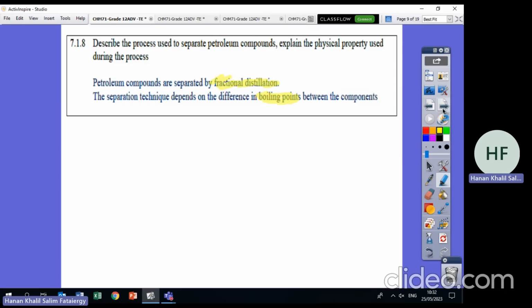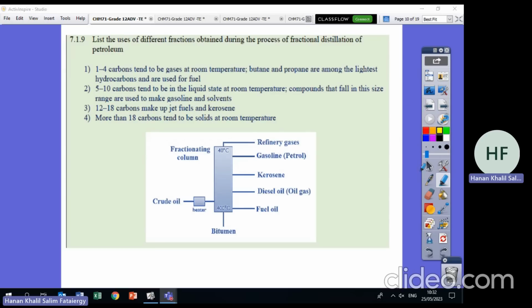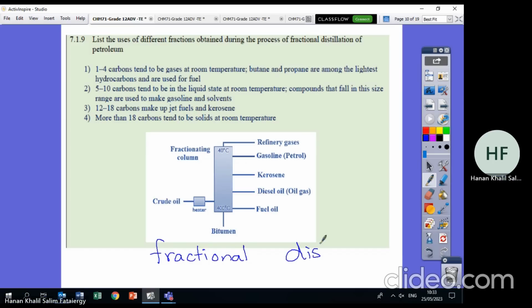Okay, how does this process occur? We take the crude oil or the petrol and we heat it. When we heat the petrol, the fraction that reaches its boiling point will evaporate and will be collected here in this column. So all this process is called fractional distillation.